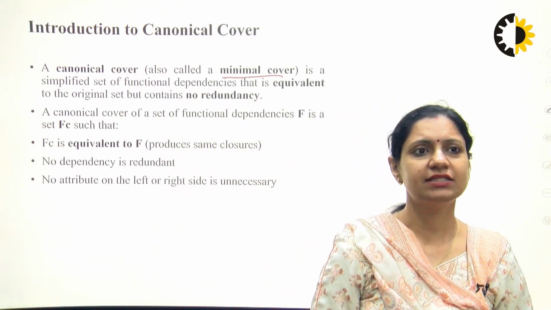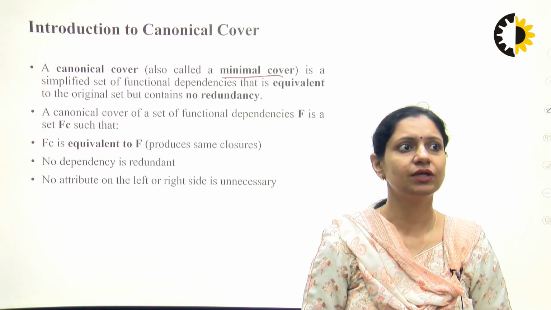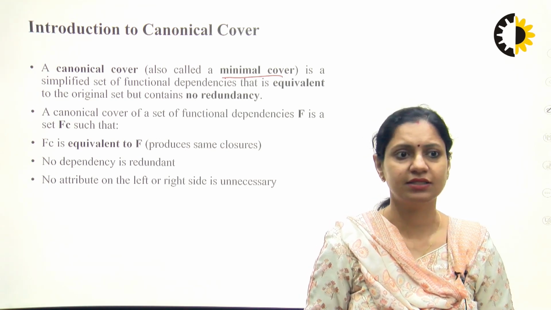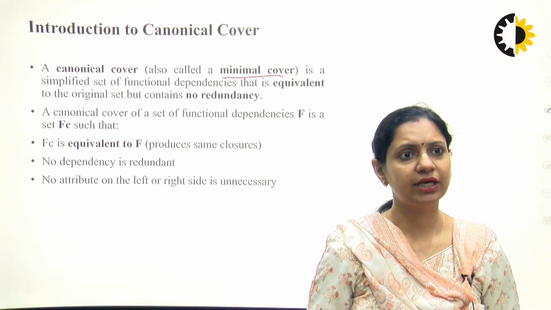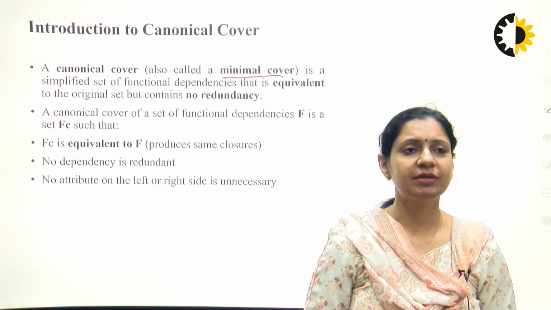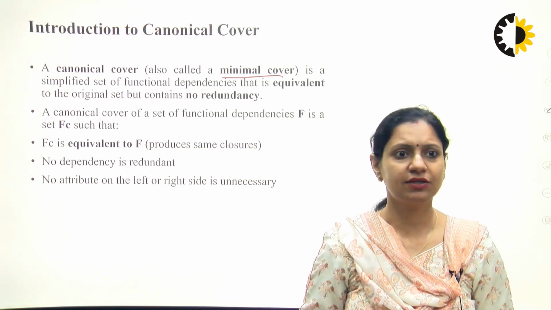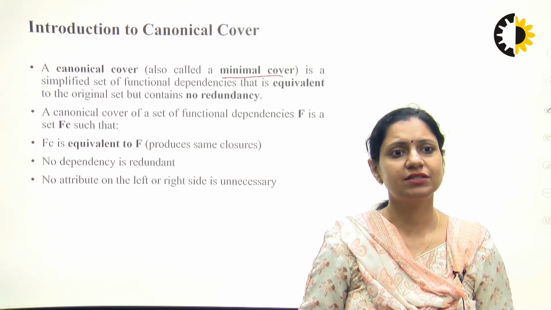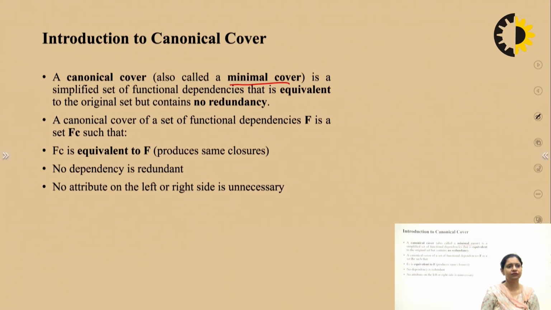A canonical cover is also known as the minimal cover. It is a simplified set of functional dependencies which are equivalent to the original set, but they do not contain any redundancy. In the question that we are going to do now, we are given a set of functional dependencies. Now, when those functional dependencies are given to us, we try to find out the minimal set of those functional dependencies so that there is no duplicacy and no redundancy. Also, there is no loss of data. So, we basically take care of no redundancy and no loss of data or no loss of functional dependency whenever we are finding out the canonical cover.